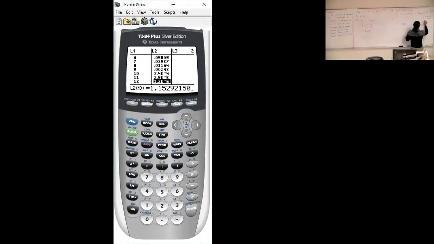Eleven, 2.9 times 10 raised negative 5. 10, 3.4 times 10 raised negative 4. 9, 0.00243. 8, 0.01164. 7, 0.03957.